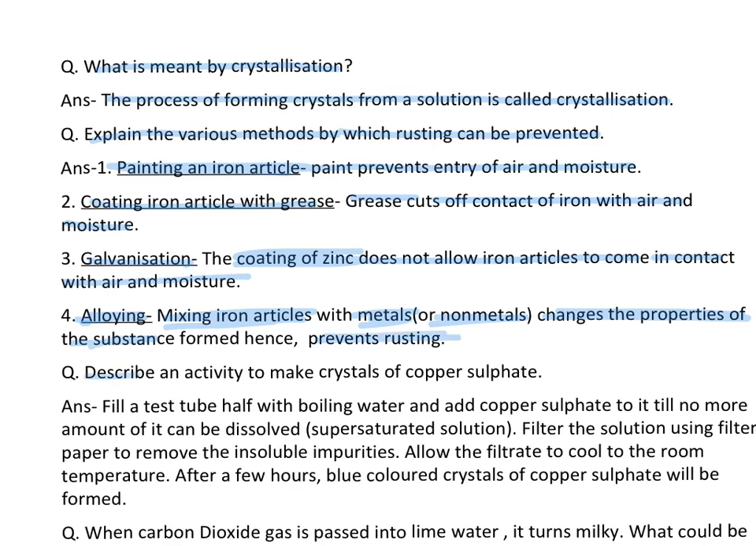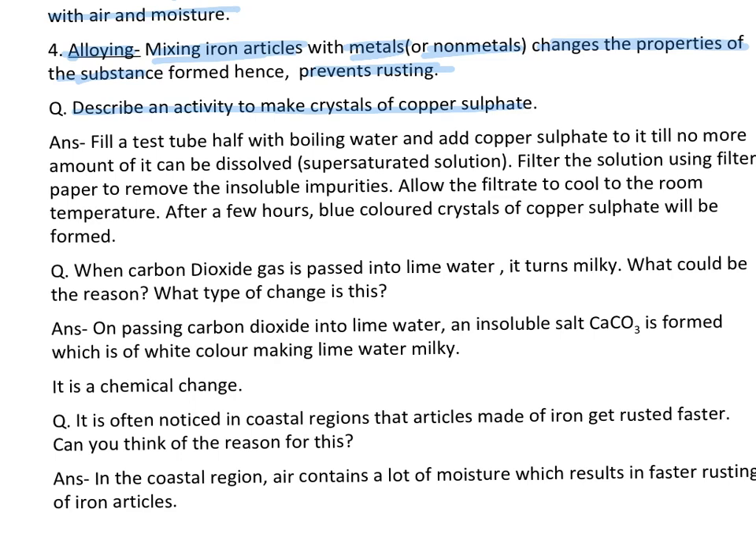Next question is, describe an activity to make crystals of copper sulfate. So here we have to fill a test tube half with boiling water and add copper sulfate to it till no more amount of it can be dissolved. That is, we are making a supersaturated solution because we have boiled the water. Filter the solution using filter paper to remove the insoluble impurities. So, the impurities will remain in the filter paper and the filtrate will be pure. Allow the filtrate to cool to the room temperature. After a few hours, blue colored crystals of copper sulfate will be formed.